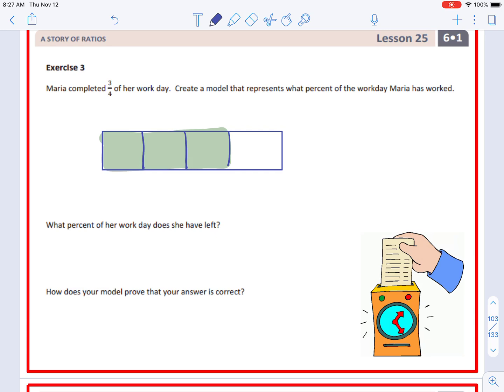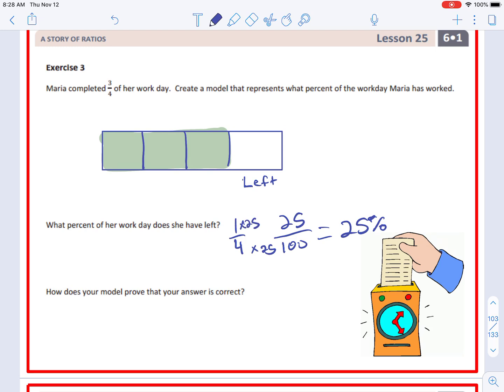Okay, now the first question is asking, what percent of her workday does she have left? Well, this is the workday she has left, which is 1/4, and 1/4 is equal to 25 over 100, which equals 25%. And we just multiplied 4 by 25 and 1 by 25.